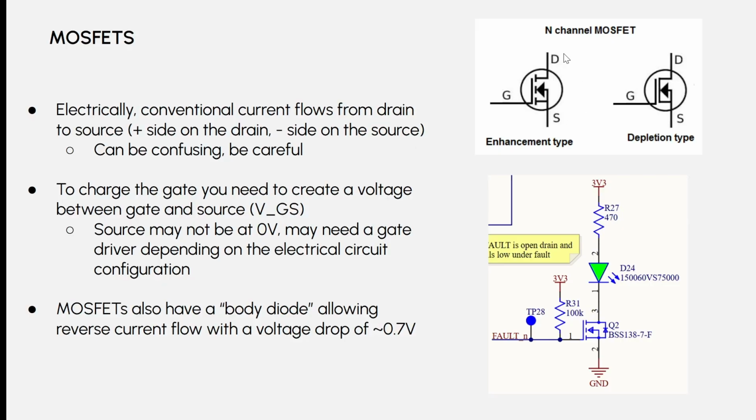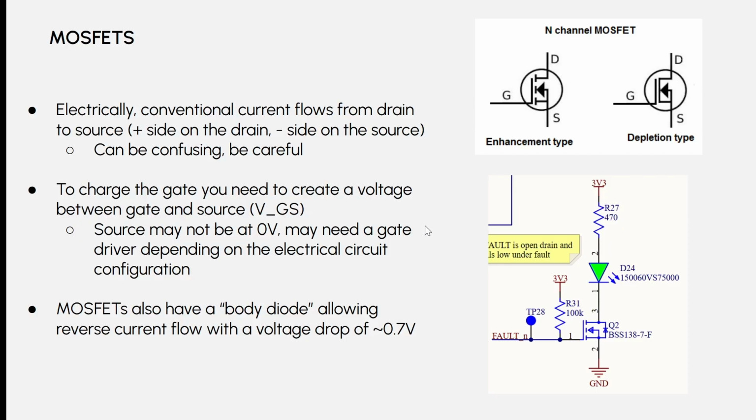These are kind of confusing. Gate obviously makes sense. And then you have drain and source. The drain, you connect to the positive side. Current flows from the drain to the source, which doesn't make sense verbally, but it's because that's conventional current. Technically, current flows from the negative pin to the positive pin. So it's kind of confusing, but just look at a diagram if you need to.